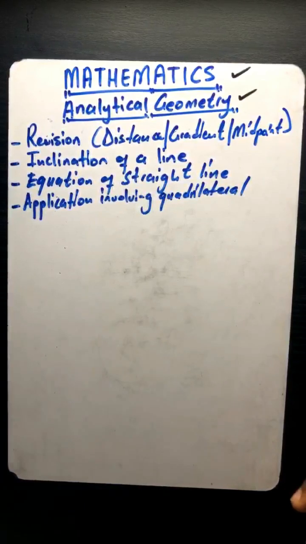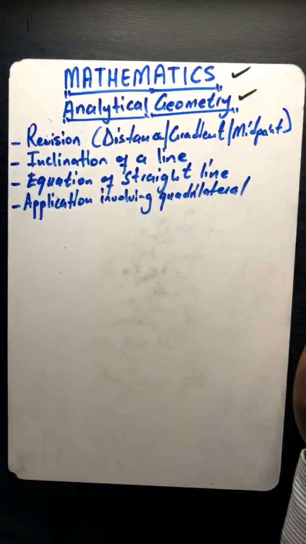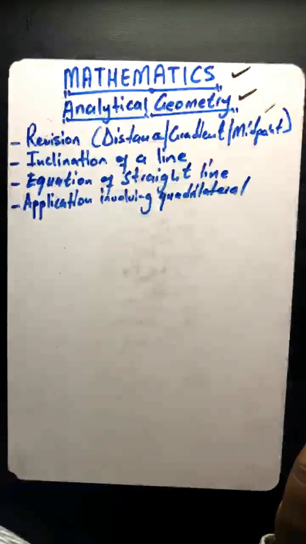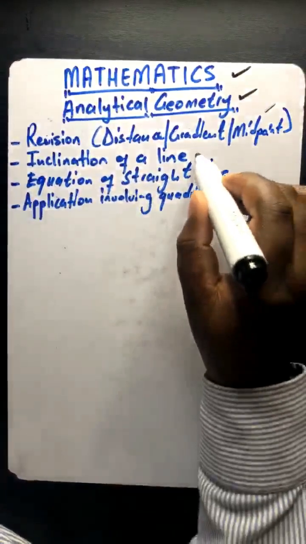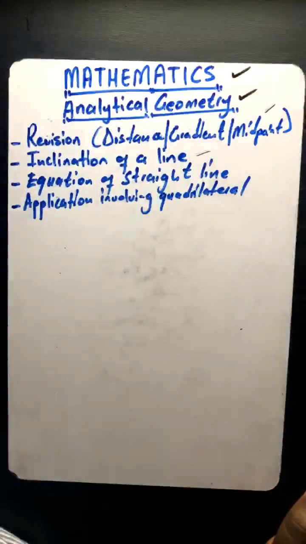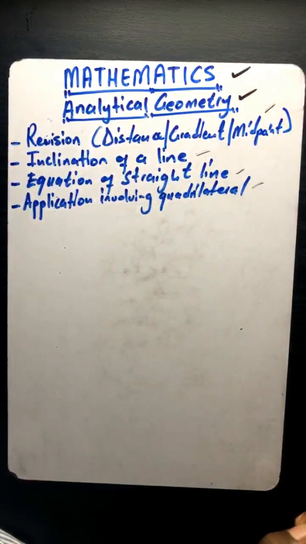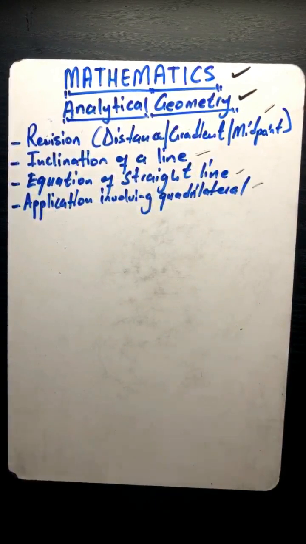So I'll just quickly explain to you what's going to happen in today's lesson. This is what we're going to do: a very quick revision on those three points, distance, gradient, and midpoint. From there, we are going to look at the inclination of a line and the equation of a straight line. Most importantly, this is where you might need to determine an equation of a straight line. And lastly, we will look at the application involving quadrilaterals.